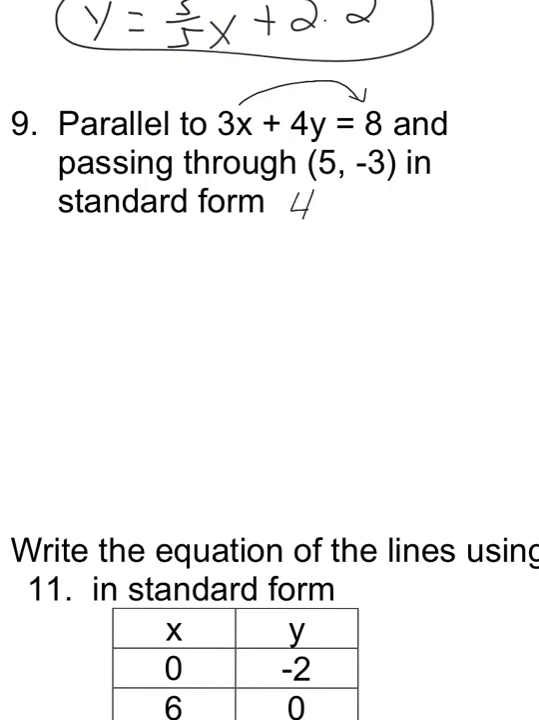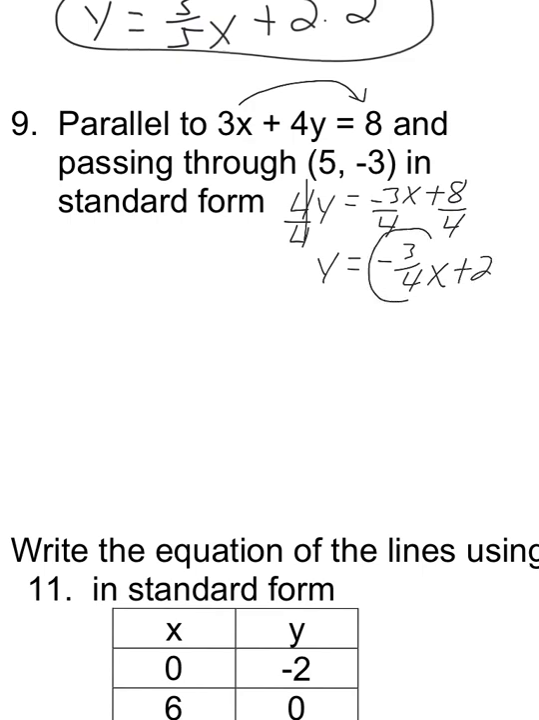So I have 4y equals -3x plus the 8 that was already there. Then I divide everything by 4 so I can get it in y equals. And I see my slope is -3/4 x plus 2. -3/4 is my slope. And I want that to be for my new equation as well. And I have a point, so I have a point and a slope to use. I label my points x1, y1.